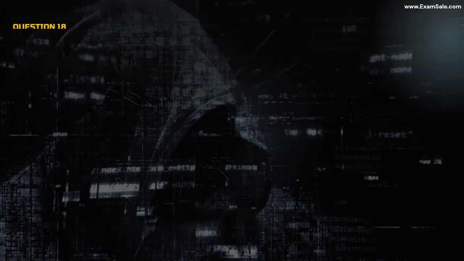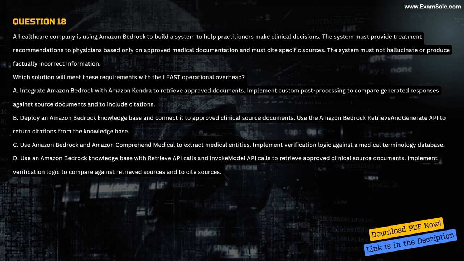Question 18. A healthcare company is using Amazon Bedrock to build a system to help practitioners make clinical decisions. The system must provide treatment recommendations to physicians based only on approved medical documentation and must cite specific sources. The system must not hallucinate or produce factually incorrect information. Which solution will meet these requirements with the least operational overhead?